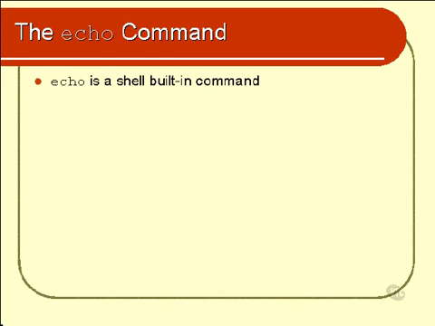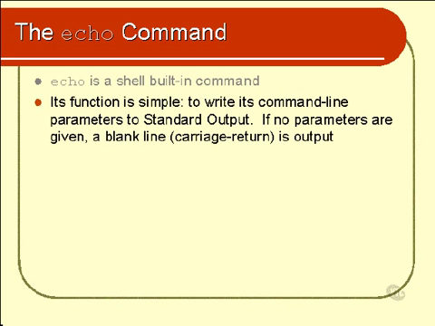So what does it do? Well, its function is very simple. It's one of the simplest programs there is. Any command line parameters of echo are written to standard output. If you like, they are echoed to standard output. It's a bit like a print statement, or if you're a C programmer, a printf statement. If no parameters are given, then a blank line is simply output. So, that's what it does.